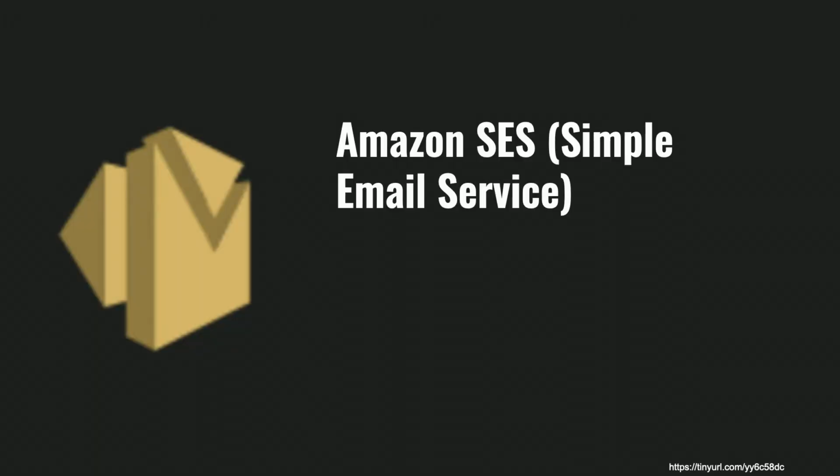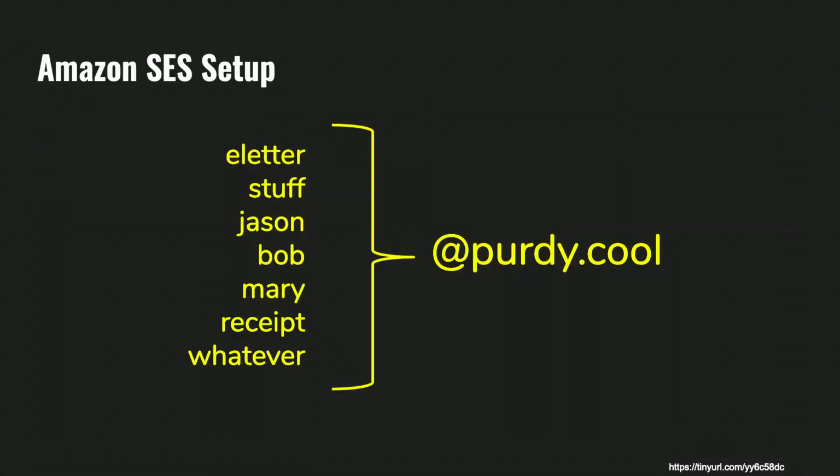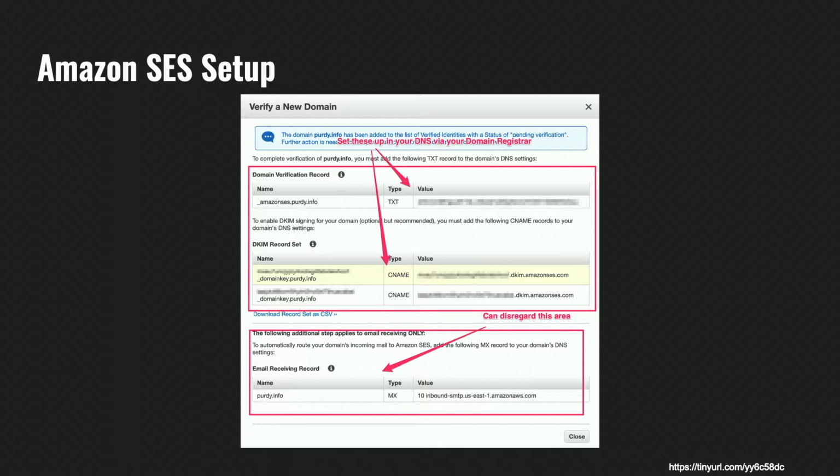So the main service I want to talk about is SES, which stands for Simple Email Service. You first would go to that service and set up a verified domain. You can verify individual email addresses, but I would recommend that you verify the domain, because then you can use any email address inside that domain. So you can just come up with Bob or Mary or Receipt or whatever at that domain, and it will go through. When you verify a domain, they give you these TXT records and CNAMEs to set up in your DNS registrar. And once you do that, then you're verified. They just want to verify that you're the owner of that domain.